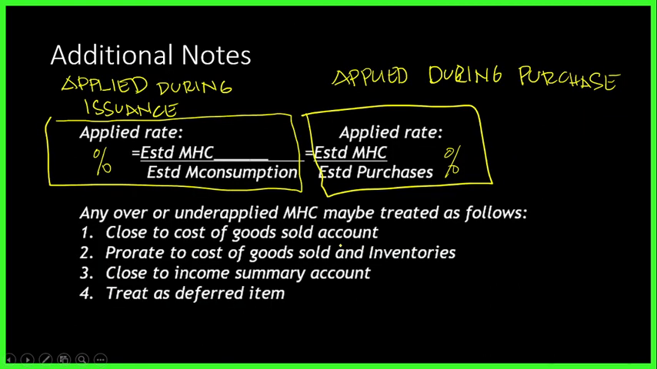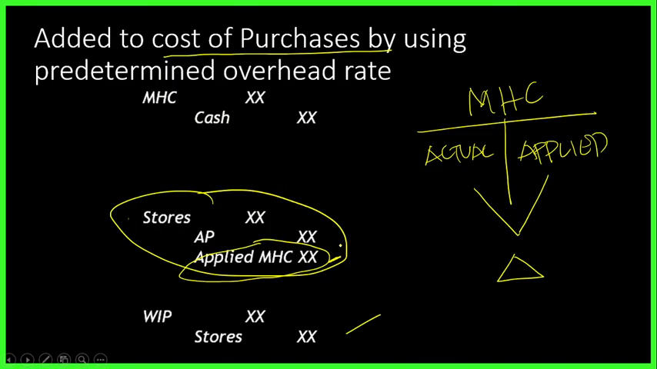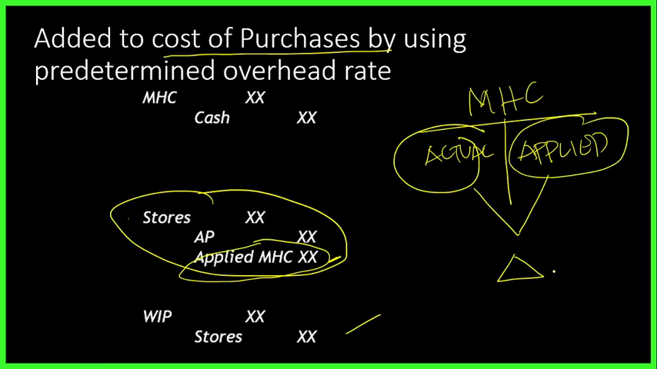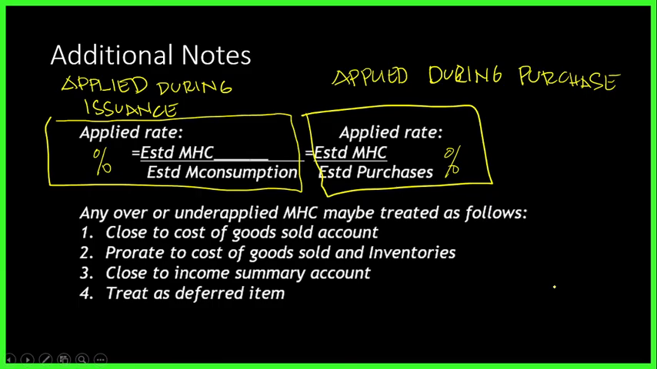And that's it, no? Additional things to remember. If you remember the difference, sabi ko kanina, because you have your actual and you have your applied, definitely you will have the difference. So how do you treat the difference? It can be closed to cost of goods sold account. Okay, so if you have a credit balance, you debit that. Okay, you debit that and then credit to cost of goods sold. If it has a debit balance, ibig sabihin, mas malaki.